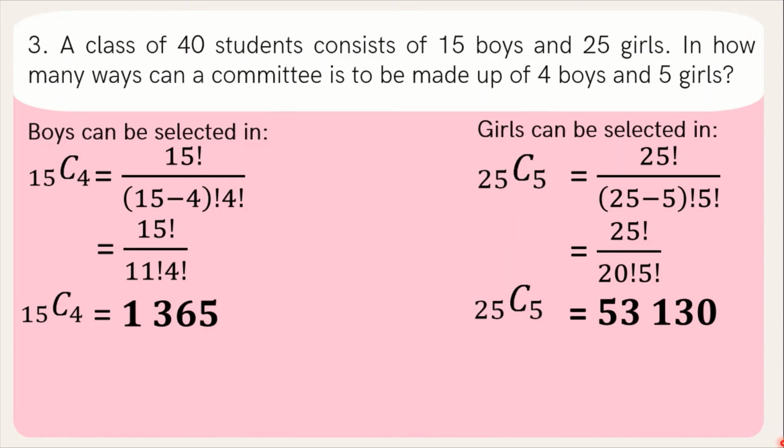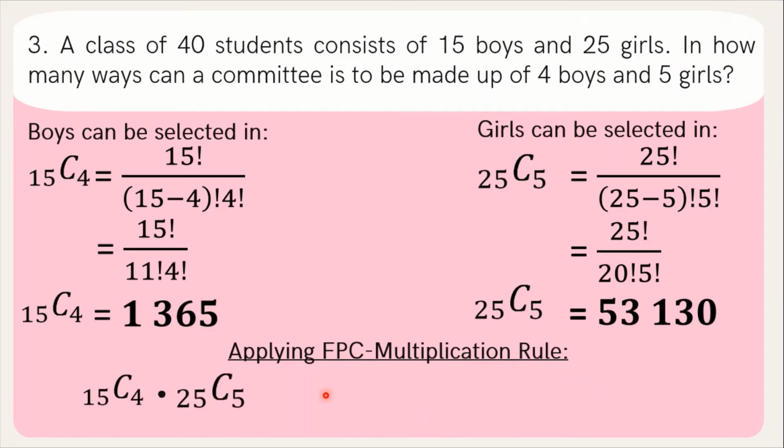Now, alin sa dalawa ang tamang sagot? Actually, mula dito, itutuloy pa natin yung solution natin. Okay, so what we need to do is we are going to apply another concept. So, since ang pag-select natin ng boys and girls are to be done simultaneously, or pareho nating gagawin, so we apply the fundamental principle of counting, the multiplication rule. That is, we multiply yung combination ng pagpili ng boys, that is 15 taken 4, with the combination of selecting 5 girls from 25 girls. So, combination of 25 taken 5.